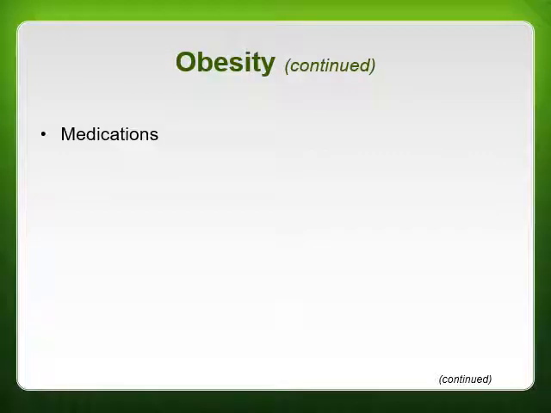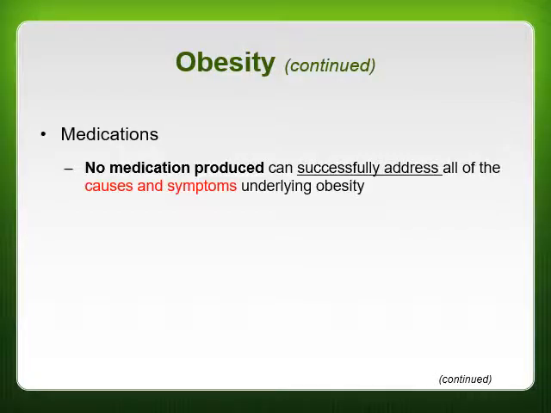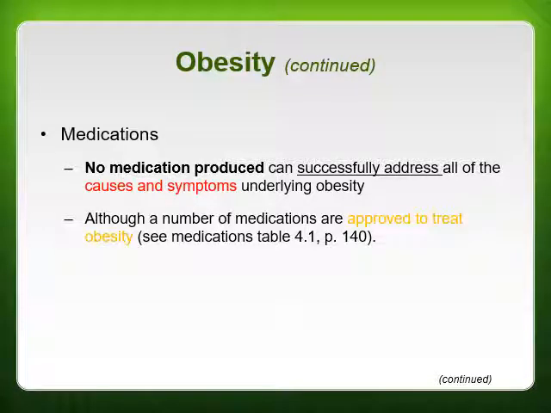So, obesity, how do we treat it? Are there medications? Well, the answer is that there's no medication produced that can address everything. There are some medications out there, but they're on page 140, table 4.1. If you look at that list, though, it's kind of scary. You know, people are trying to take some magic weight loss pill or ways to help block absorption and digestion of fat. But some of the common side effects of a few of these medications are really, really wild. I'm looking just at the last one on here.